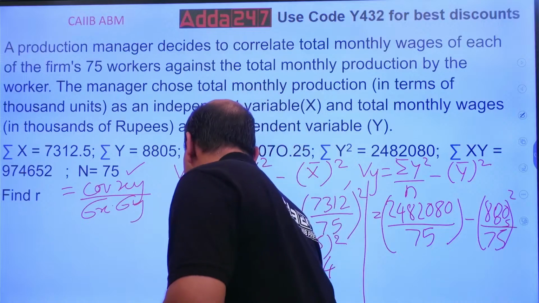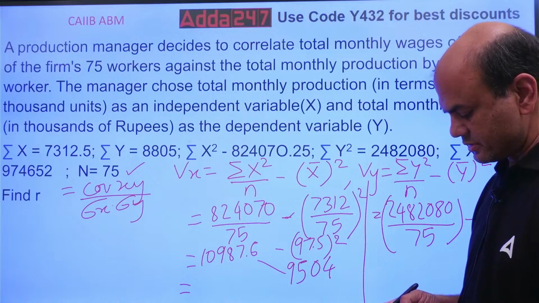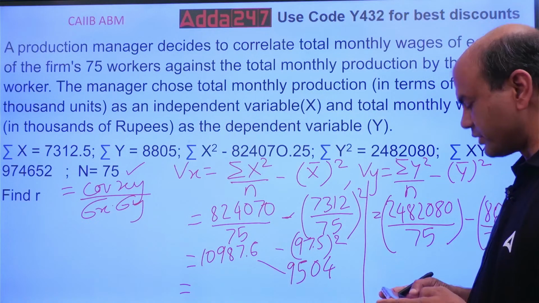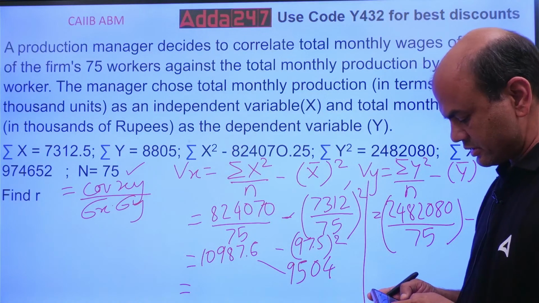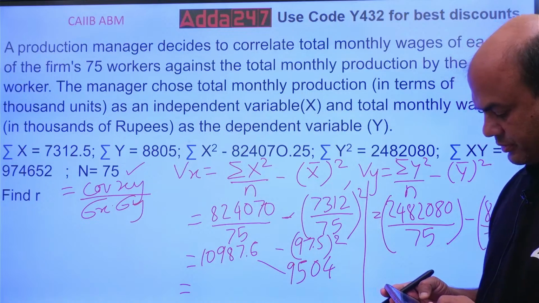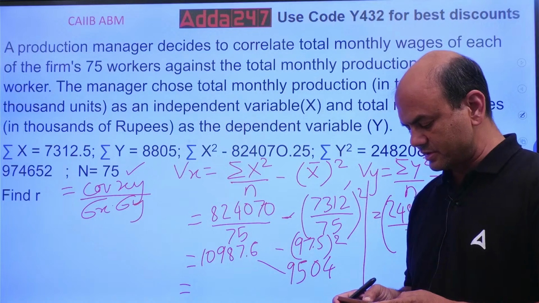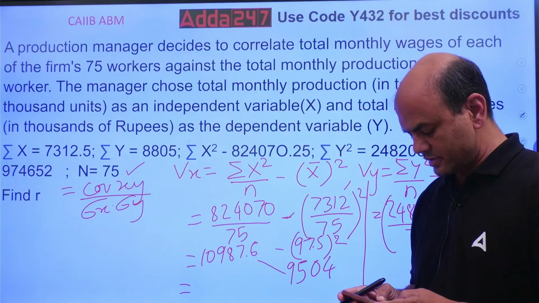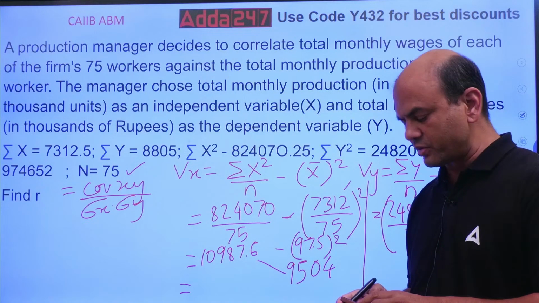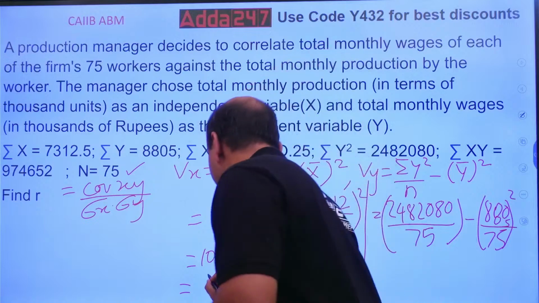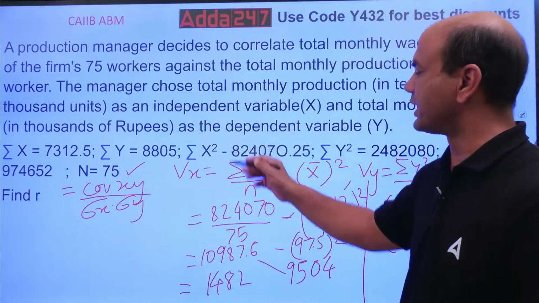What will you get as the answer? Everyone try this. 10987 minus 9504. What are you getting? Check the answer. 1482. Are you getting this? 1482. This is your Vx.